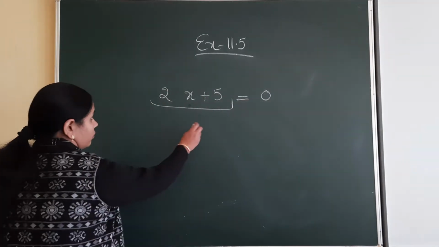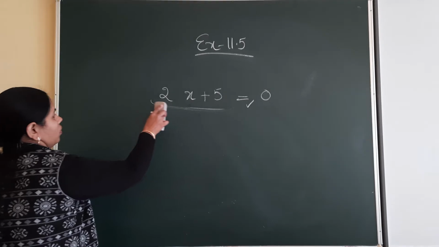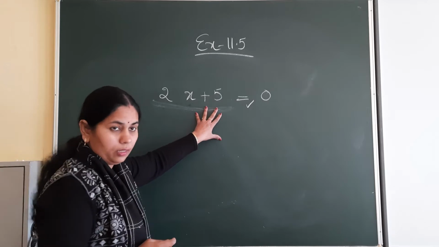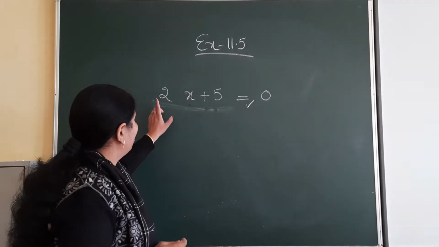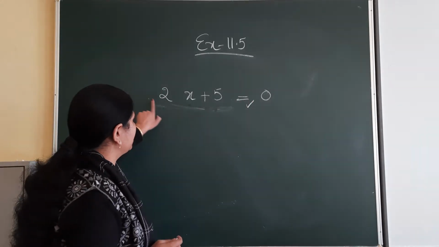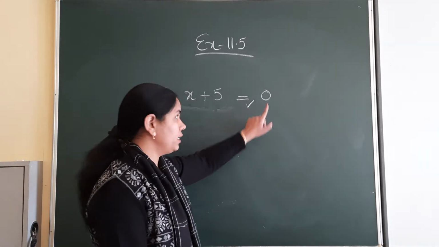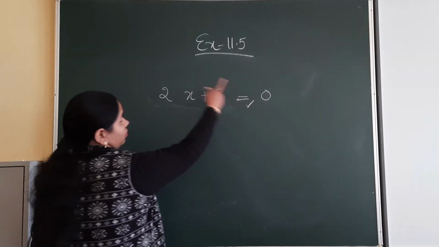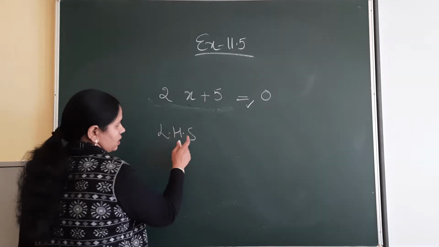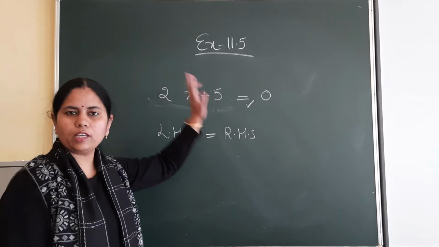Okay, so in equation this equality sign must be there, and we can define an equation this way also. In equation left hand side is equal to right hand side, because here this expression is written in the left side of this equality sign, so this is left hand side, and this 0 is written in the right side, that's why it is right hand side. So in any equation we can say when left hand side LHS is equal to right hand side, that time we can say that it is an equation.